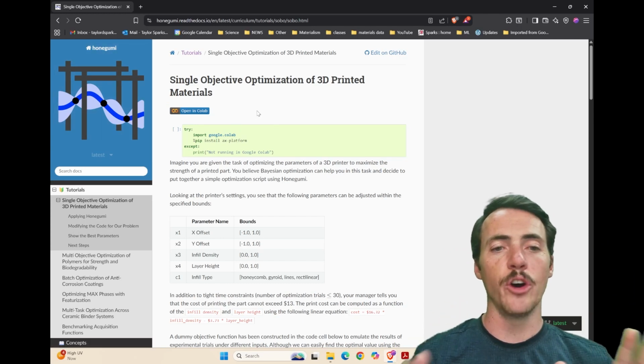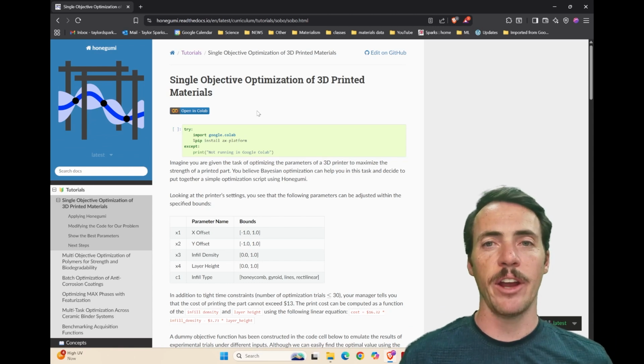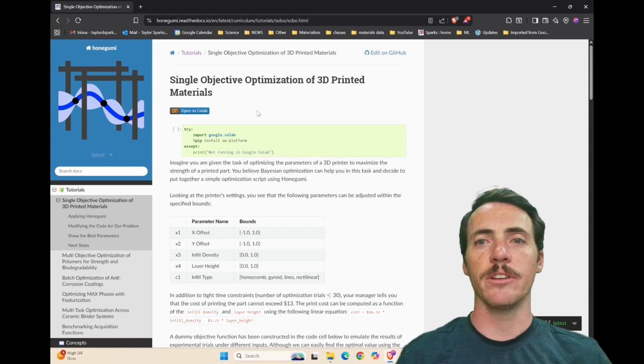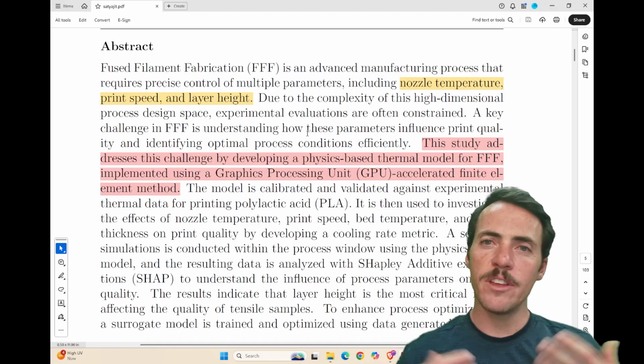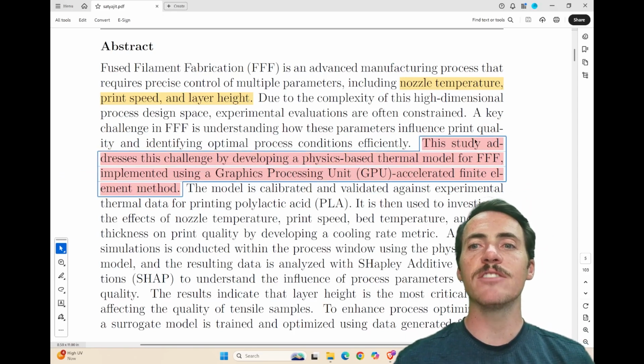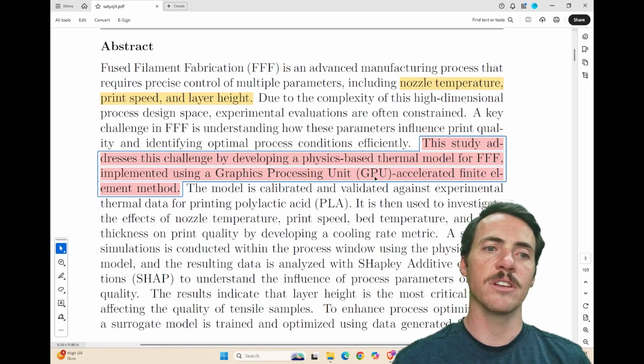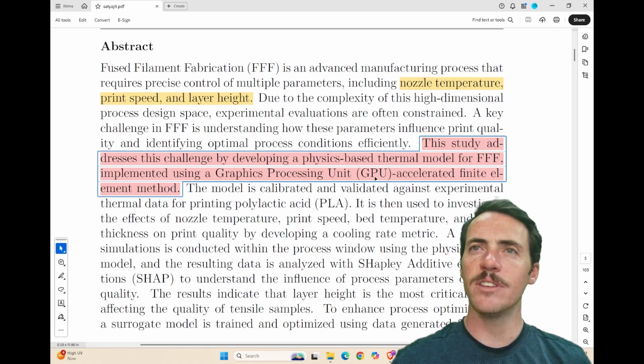This is a well-known problem, and we're looking for solutions, something better than trial and error to fit these parameters more accurately. Something that they put forward in this work, which is really interesting, is not just Bayesian optimization, but rather using a surrogate model. It says right here, the study uses a physics-based thermal model for this process, using GPUs to accelerate the finite element method. So this is interesting.